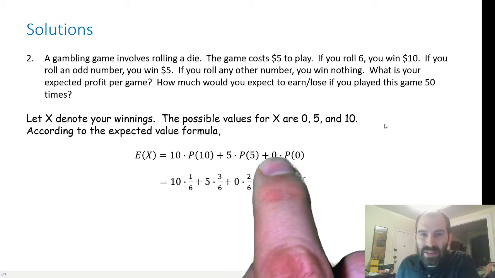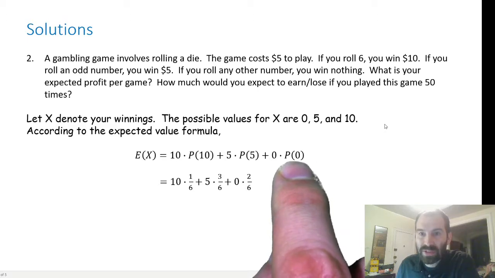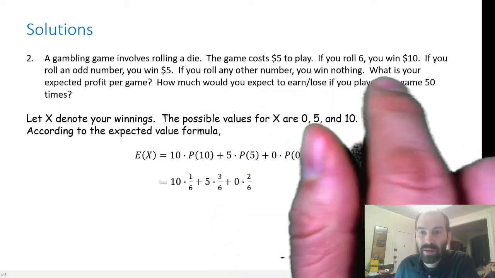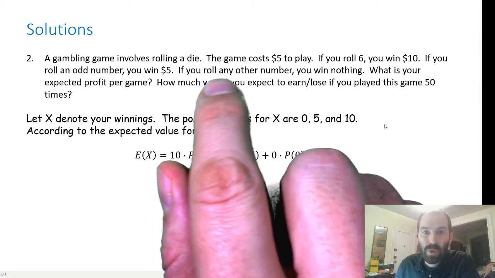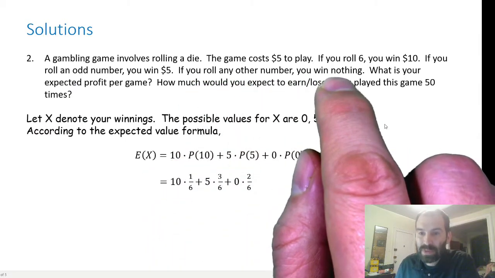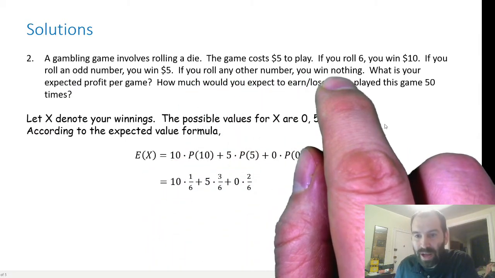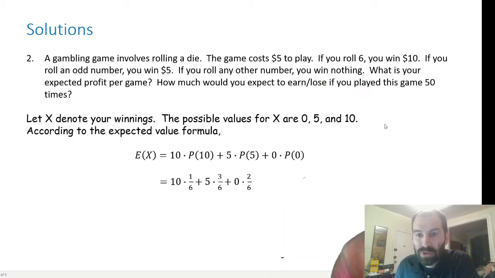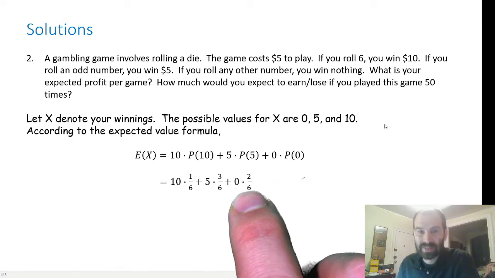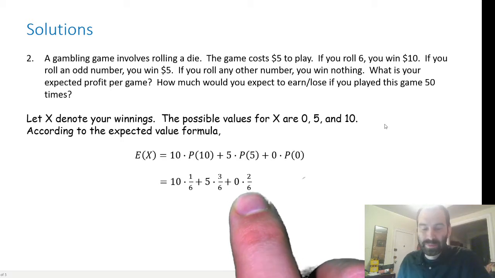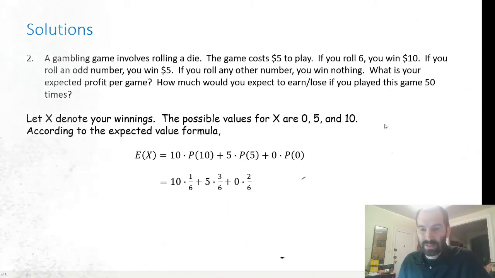And then 0 is the other amount that I could win. I'm going to multiply that by the probability that I win 0. What's the probability that I win nothing? If you roll any other number. So that means I rolled anything but a 6 or an odd number, right? Well, there's only 2 other possibilities left. It's a 2 or a 4. The probability of rolling a 2 or a 4 is 2 out of 6 because there's only 2 numbers. So this is how I compute the expected value.